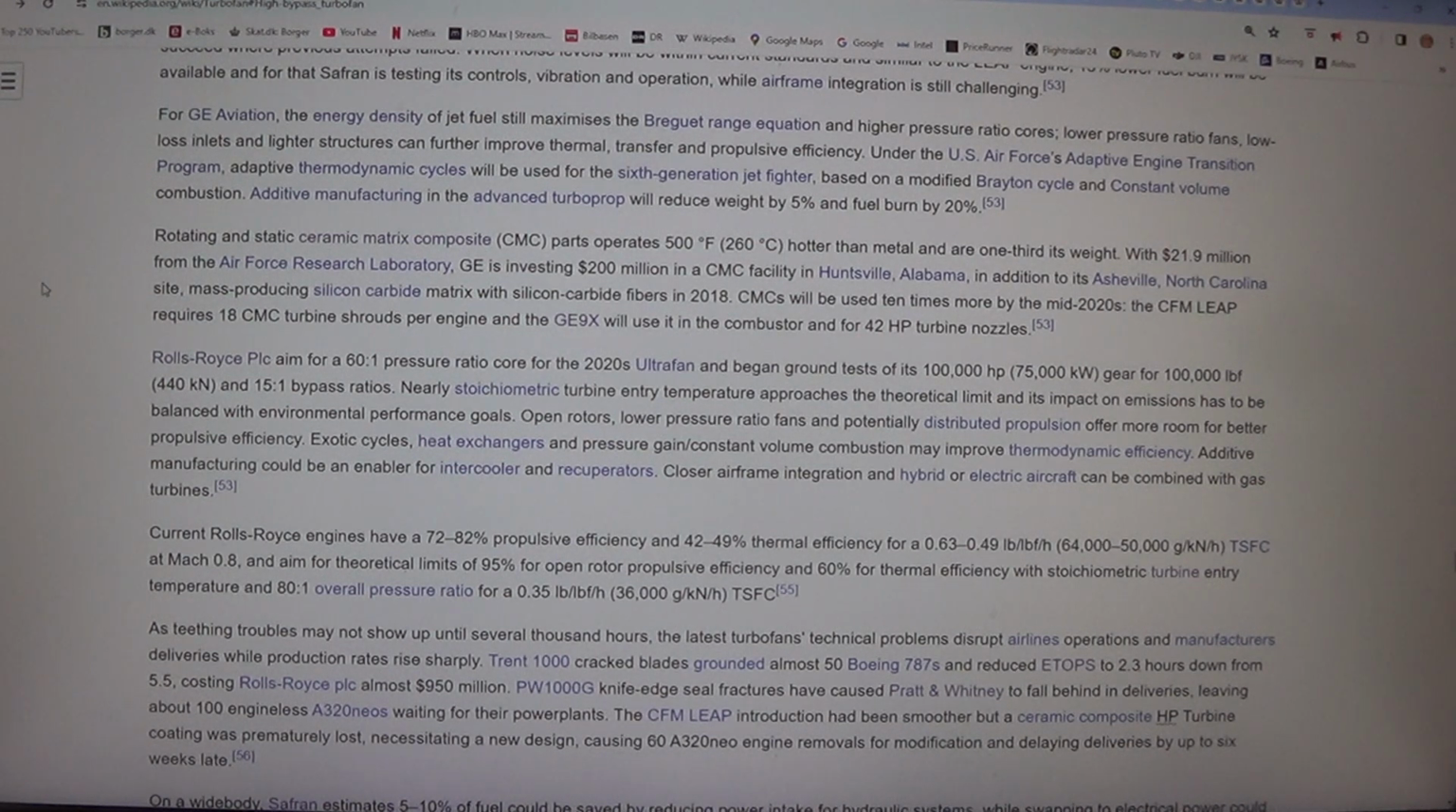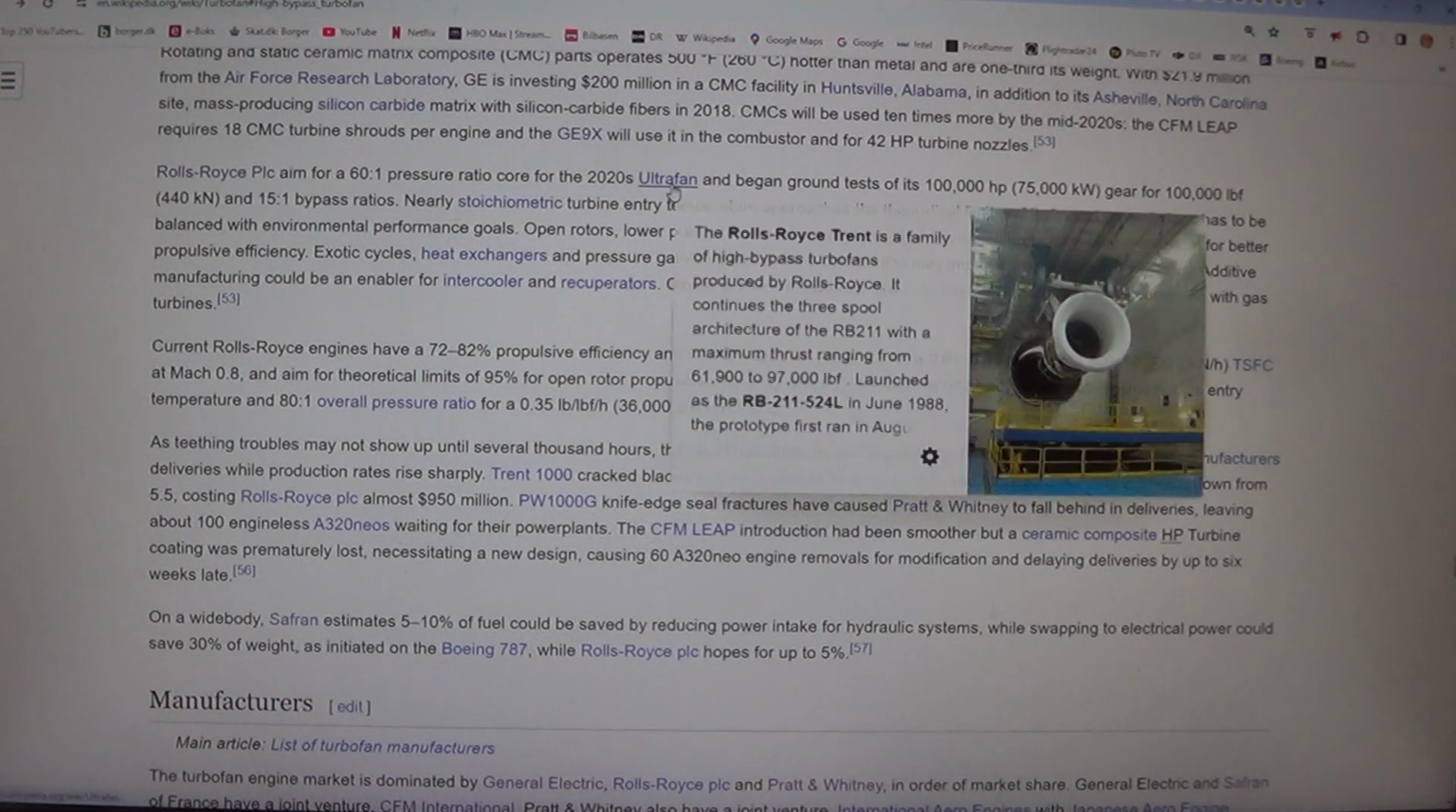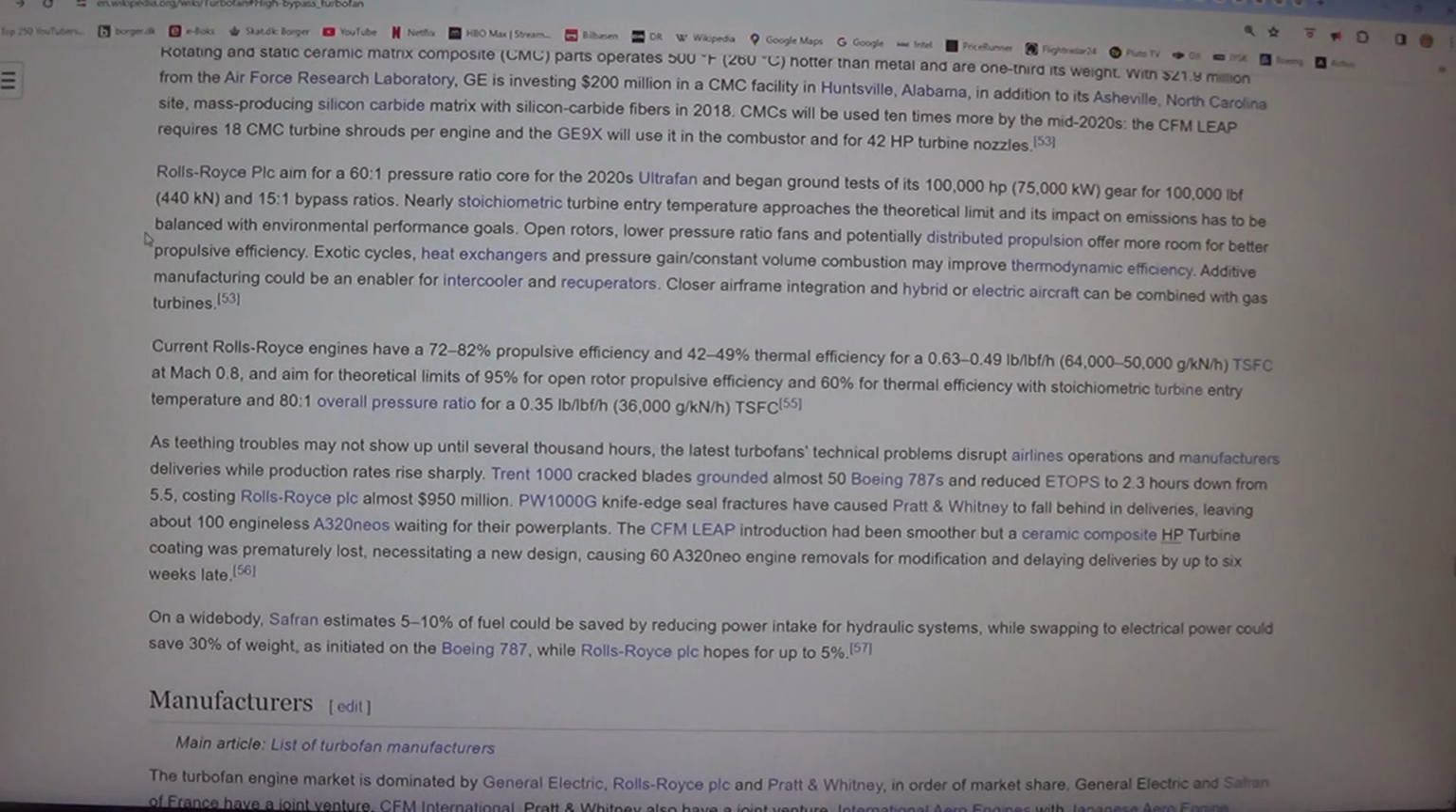The CFM LEAP requires 18 CMC turbine shrouds per engine and the GE9X will use it in the combustor and for 42 HP turbine nozzles. Rolls-Royce plc aim for a 61 pressure ratio core for the 2020 Ultrafan and began ground tests of its 100,000 HP, 75,000 kilowatts, gear for 100,000 lbf, 440 kN, and 15:1 bypass ratios.